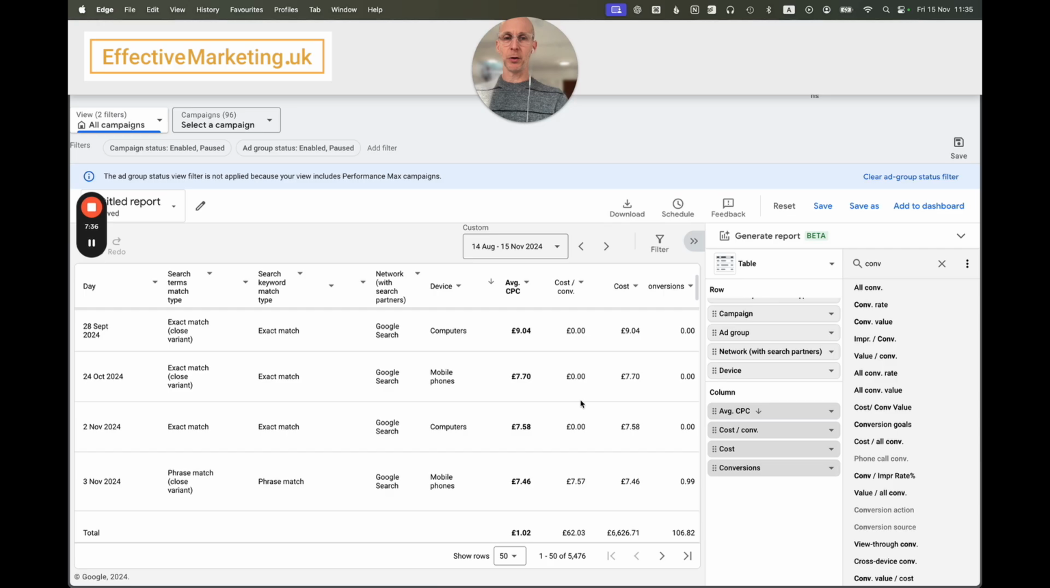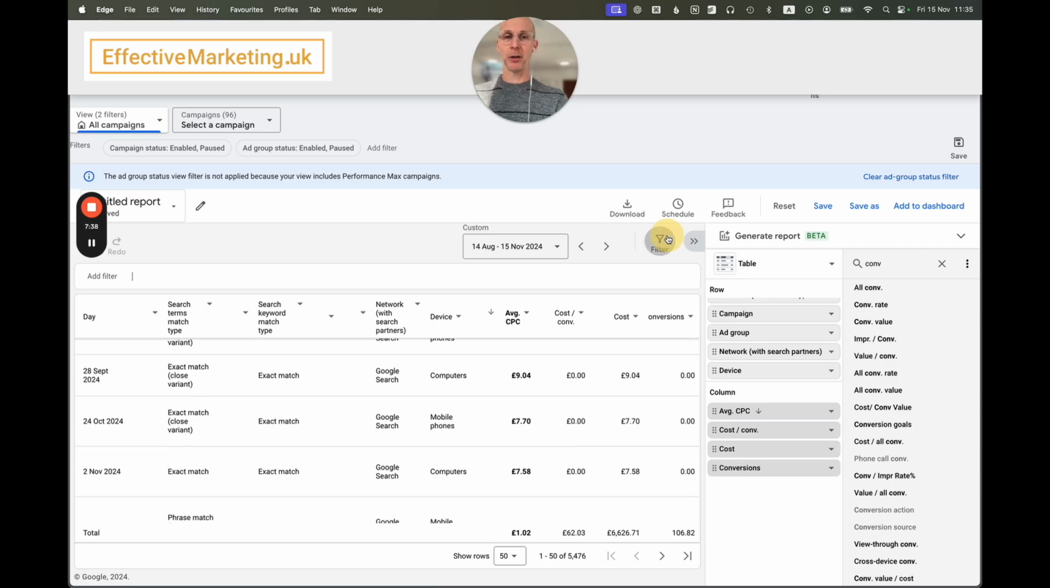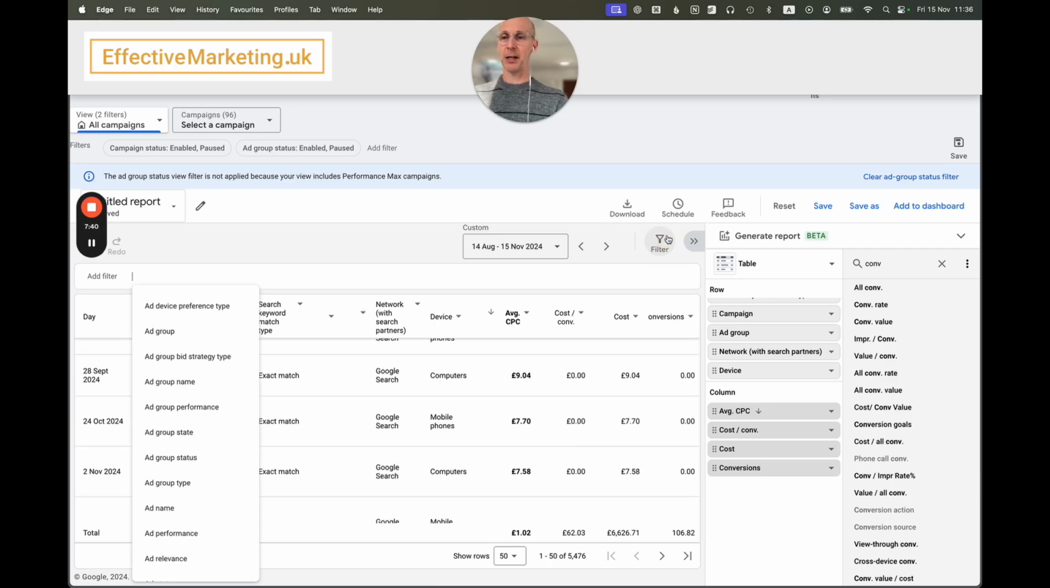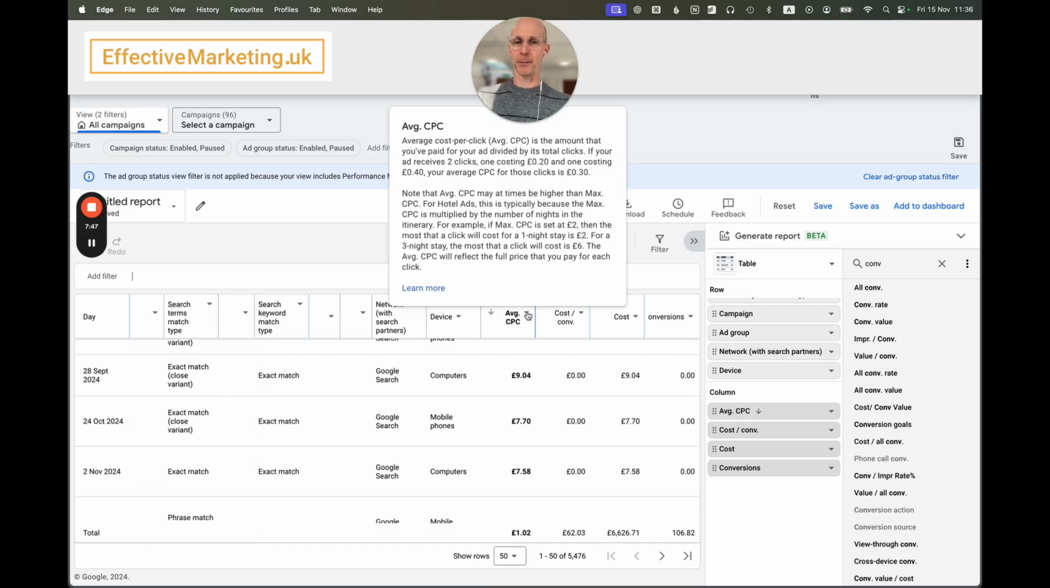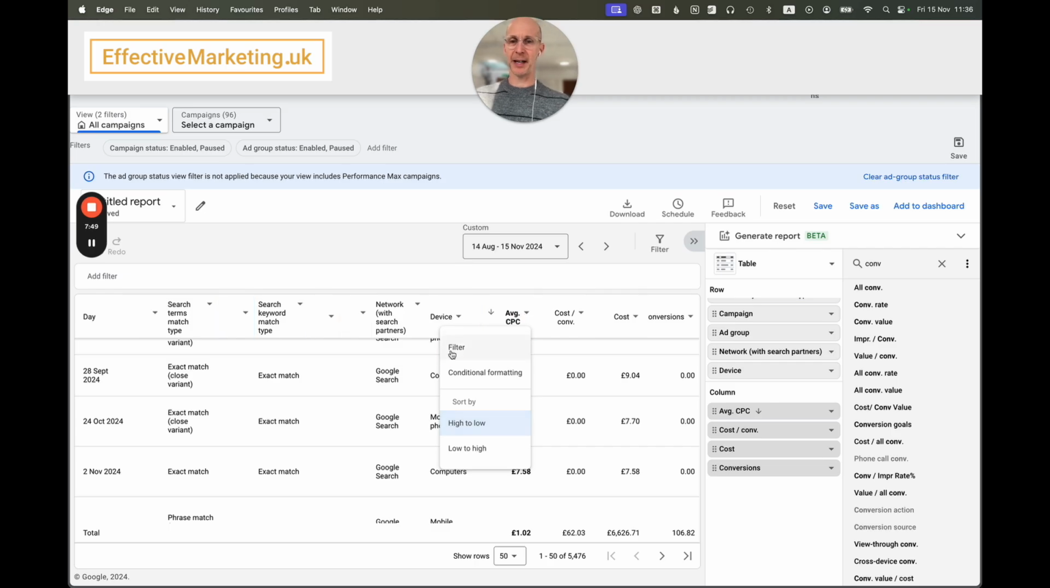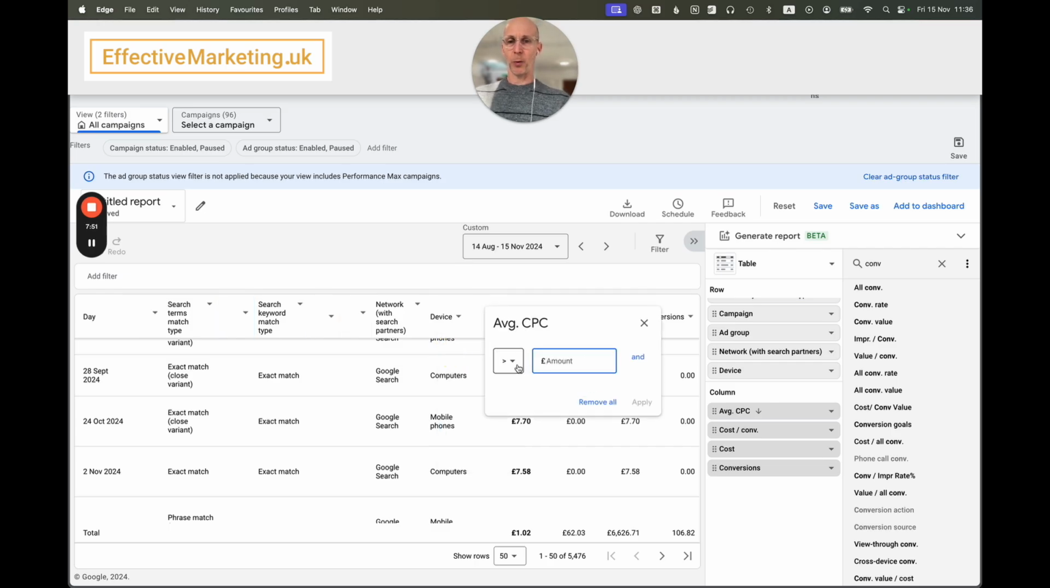So I guess what we can do is add a filter. Now, we're not going to add a filter through this because that is filters for ad groups and campaigns and all sorts of stuff like that. What we're going to do is add the filter on the metric level. So click on this little triangle, add the filter. And then what we want to do is filter by CPC over, let's say, over £5. And let's see what happens.